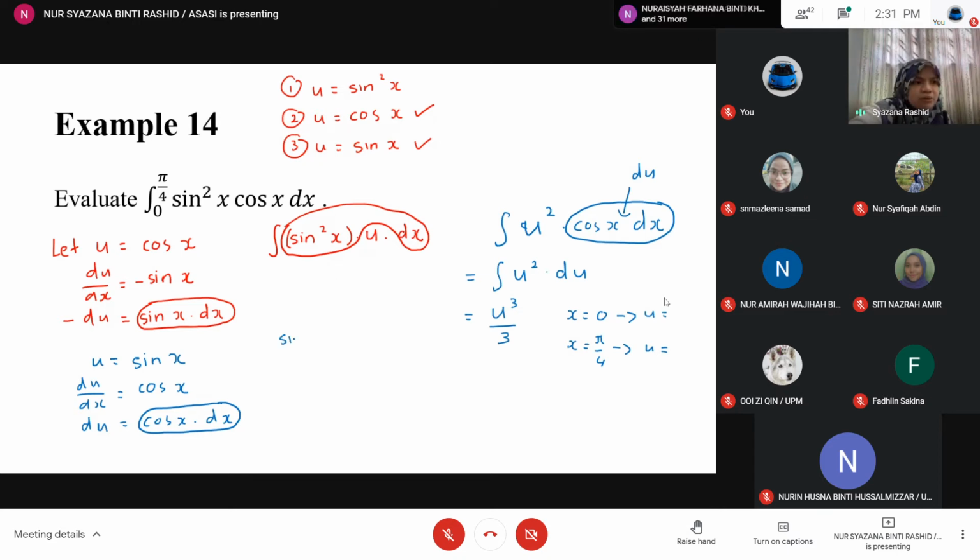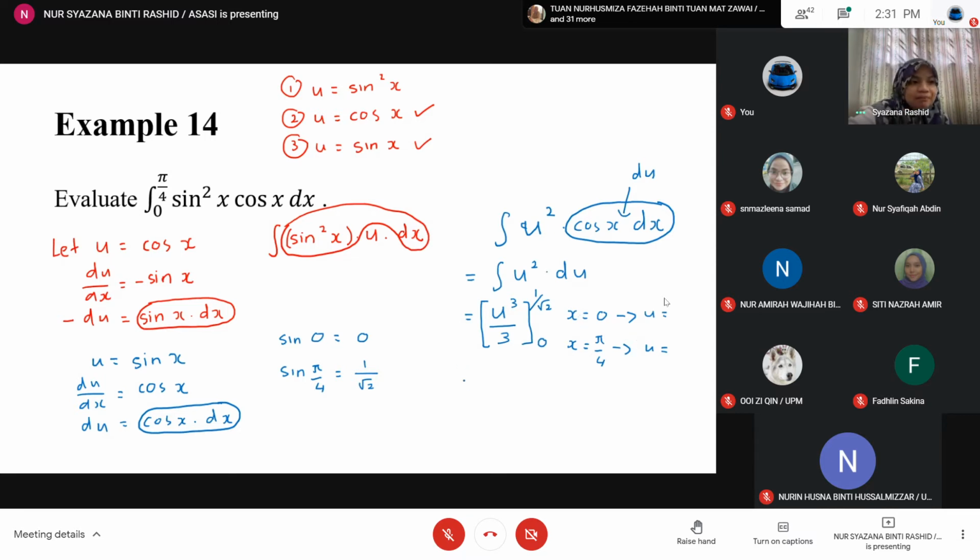So sine 0 and sine pi over 4. Sine 0 is 0. Sine pi over 4 is 1 over square root 2. So actually you need to use 0 and 1 over square root 2 instead of 0 and pi over 4. I don't need to put it on all the integral, I just put here 0 to 1 over square root 2. I'm using method 1, I'm changing the limit.